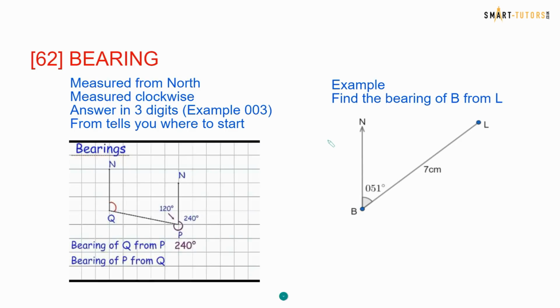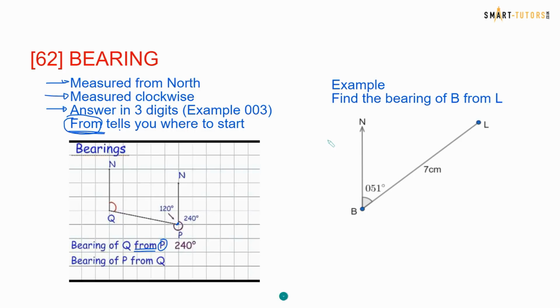Next one, bearing. So measured from north, measured clockwise, answer in 3 digits. So these are the 3 important things we need to see. Measured from north, measured clockwise, answer in 3 digits. 'From' is the word that tells you where to start. So look at this question. Bearing of Q from P. So 'from' is the word that tells where you want to start from. So from P. You need to start from P and look at Q and follow the 3 rules.